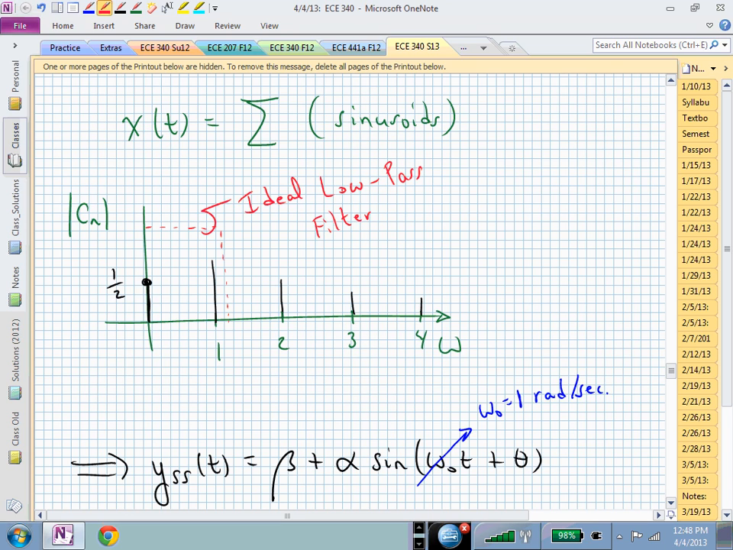But what did we have in the sinusoidal steady state? We have a DC offset. That was the blue dashed line.